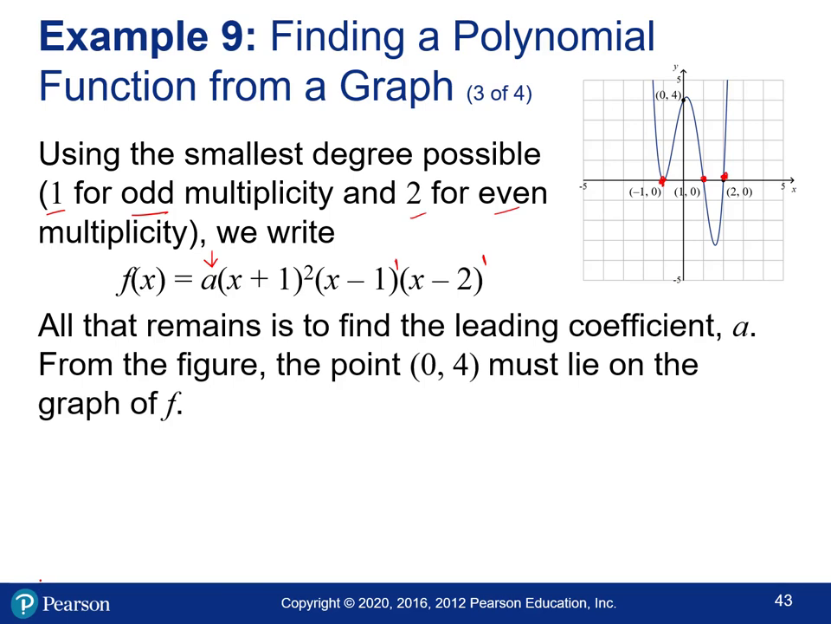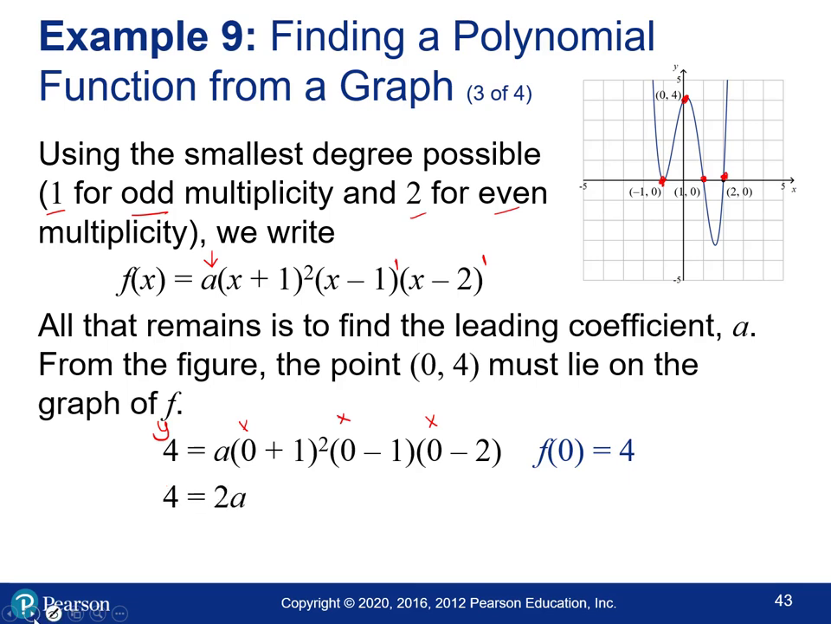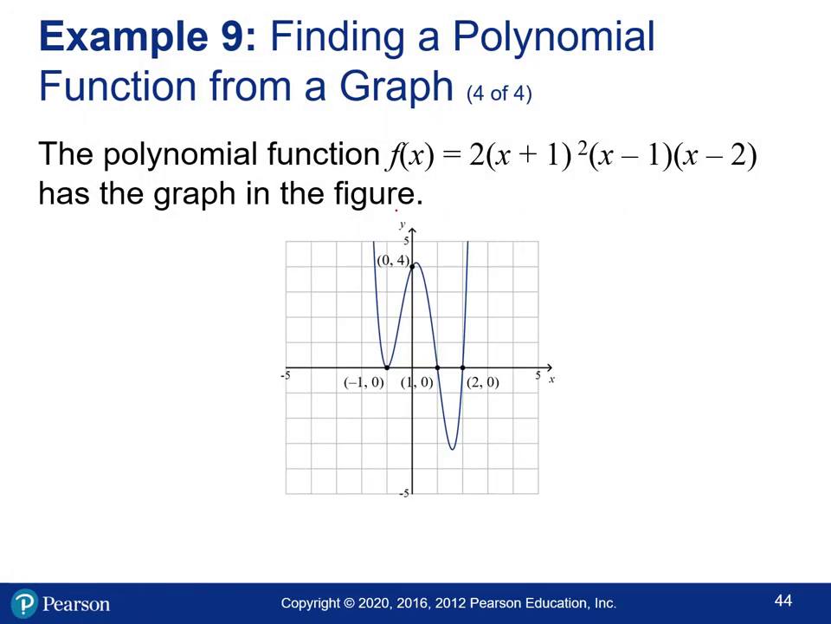And so now we have to do our last step, which is to find what a equals using the other point we haven't used yet, which was our y-intercept from our graph. And so from our y-intercept, we know that y is 4 when x is 0. So we're going to plug in 0 into our function, set it equal to 4, and that's going to allow us to solve for a. And so a is 2. And so our final answer, our polynomial function, is f of x equals 2 times x plus 1 quantity squared times x minus 1 times x minus 2.